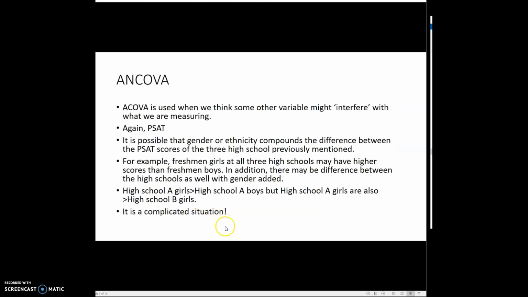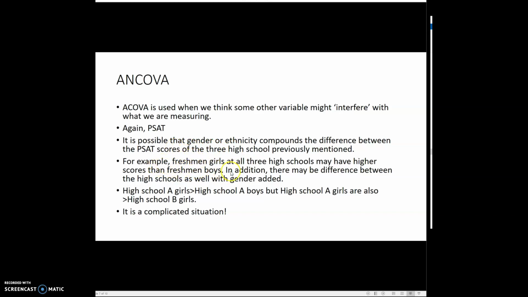ANCOVA, analysis of covariance, is used when we think that some other variable might interfere with what we're measuring. So thinking back to what I said about the third grade students and their socioeconomic status, we might want to know if there's a difference in the scores between those two schools, but maybe their socioeconomic status confounds that. So again, with this PSAT, it's possible that gender or ethnicity confounds the difference between the PSAT scores.